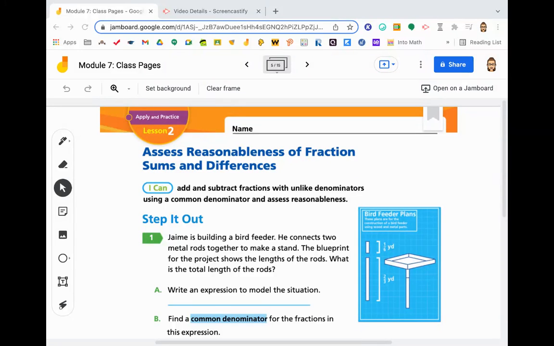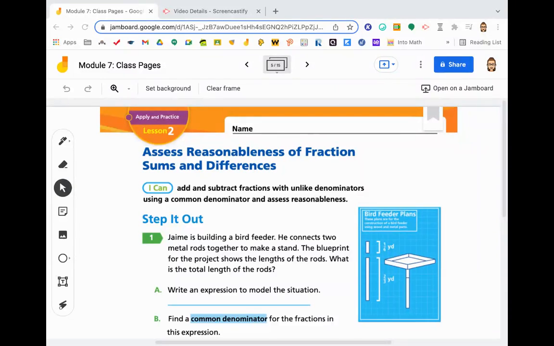Hello, my mathematicians. Today we're looking at Module 7, Lesson 2, which is all about assessing reasonableness of the fraction sums and differences. Hopefully by the end of the lesson, you will be able to add and subtract fractions with unlike denominators using a common denominator and assess the reasonableness.